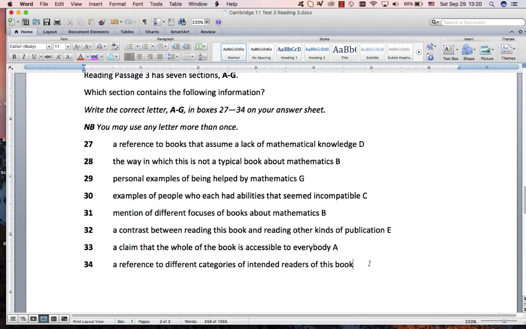Alright, so sorry I had to rush through it a bit at the end, but there is no quick way to do it. Once you've found a few easy ones, then you just got to read and scan. Try and match up synonyms, paraphrase. Okay, so that's the end of that.